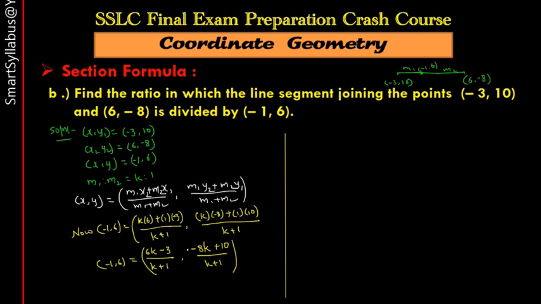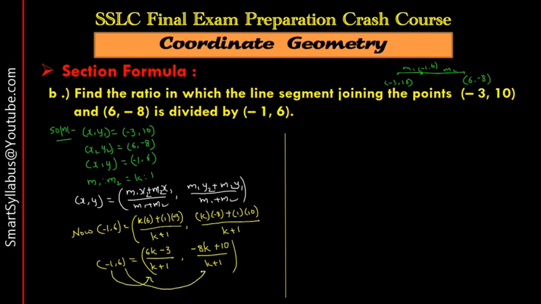Now to find the value of k, in the sense once we get the value of k, automatically we'll get the value of m1 and m2. So to find the value of k, you have two options now: either compare -1 and this value, or compare 6 and the second coordinate. So for our easiness, students, we'll compare -1 and the first one.